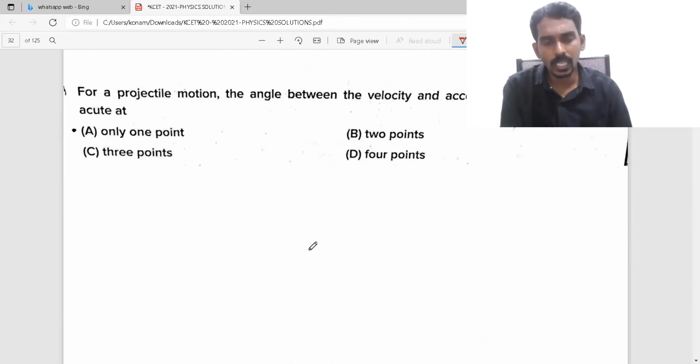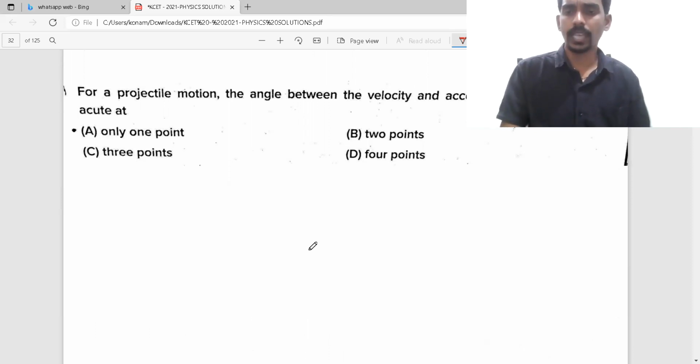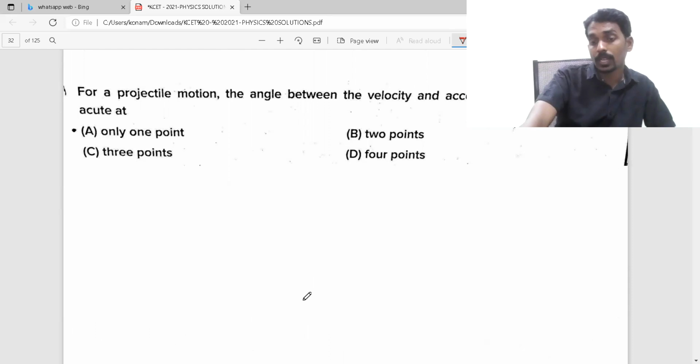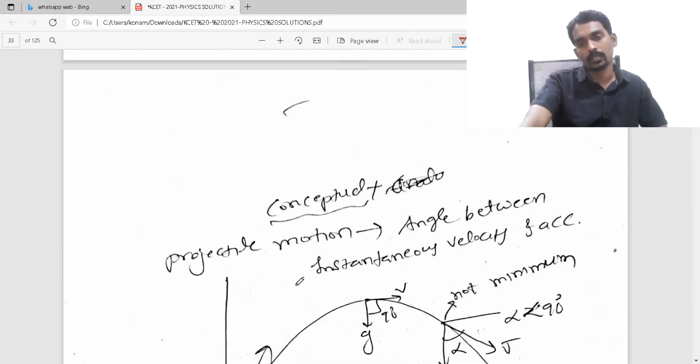Now, for a projectile motion, the angle between the velocity and acceleration is minimum and acute at... Acute means what? Less than 90. See, the angle is less than 90 between velocity and acceleration at so many points, but that is minimum at one point. So that is what you need to understand.